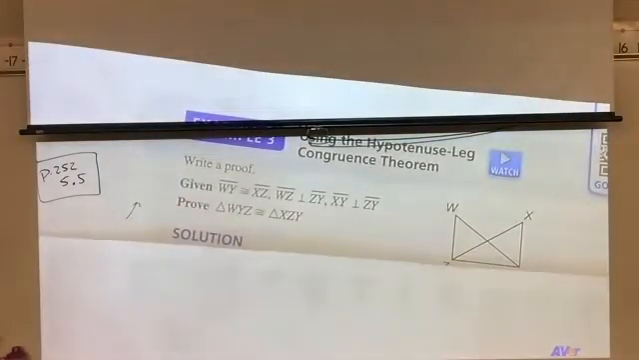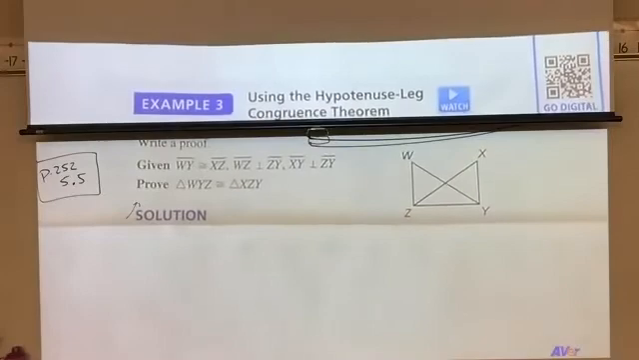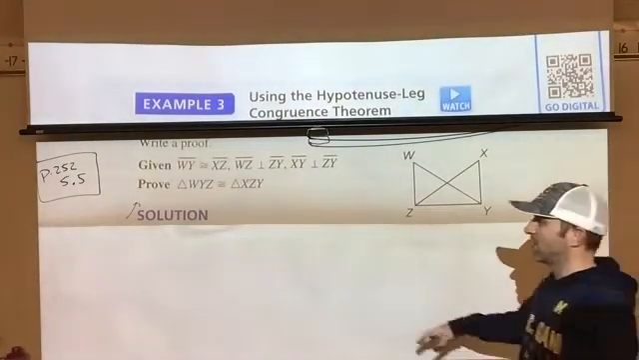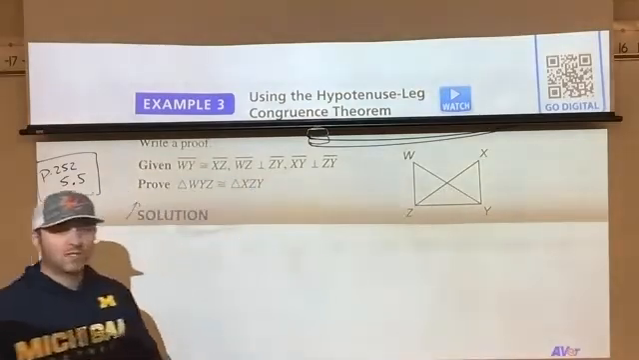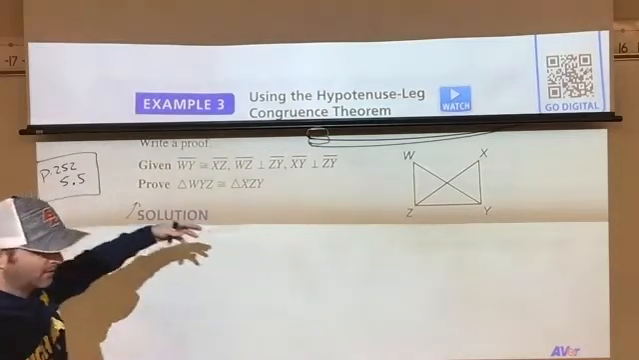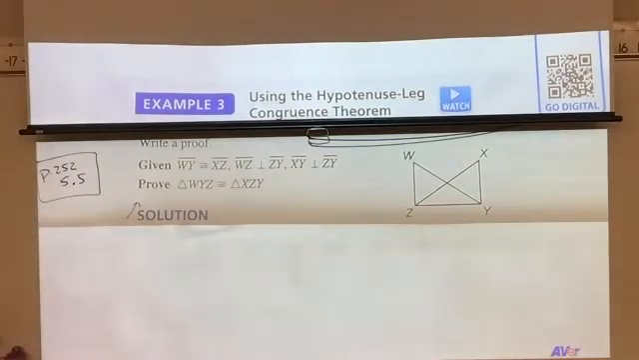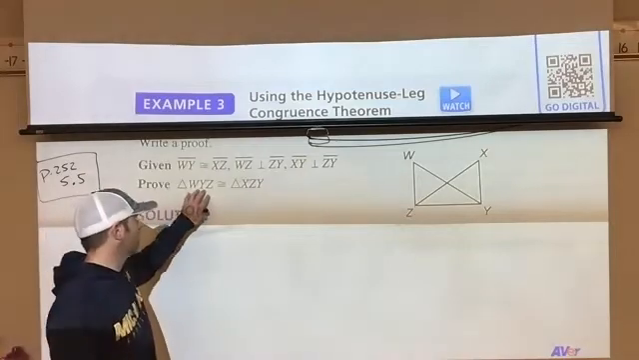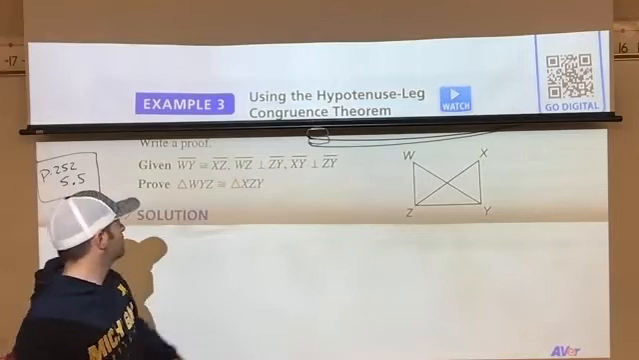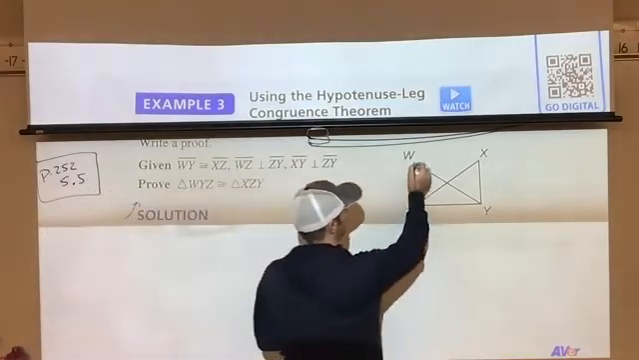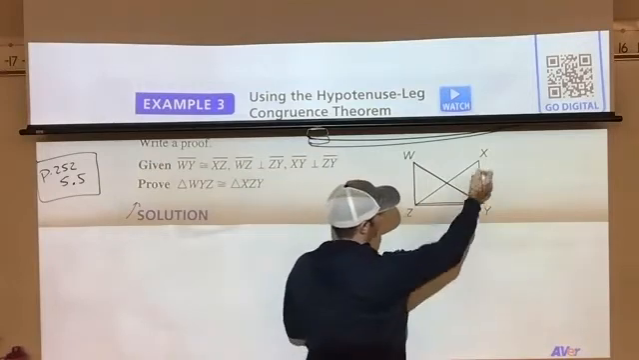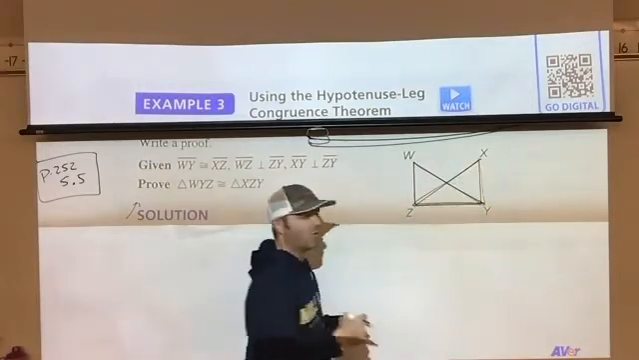If you look at the proof here, they give us a lot of information. If we look at what we're trying to prove, always important. We talked about this the other day. Always important to know which triangles you're trying to prove congruent here. We're trying to prove WYZ and XZY congruent. So WYZ, we're looking at this triangle, and XZY, we're looking at this triangle. So we are looking at the ones that overlap here.